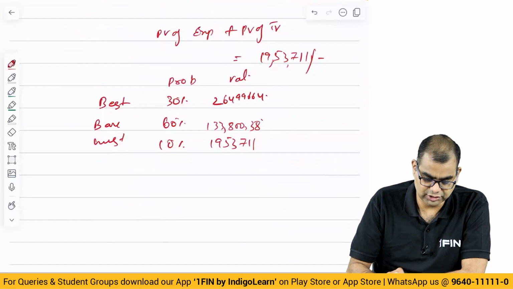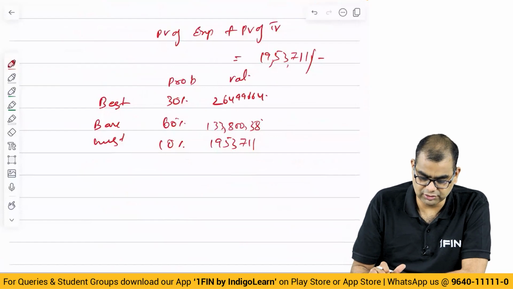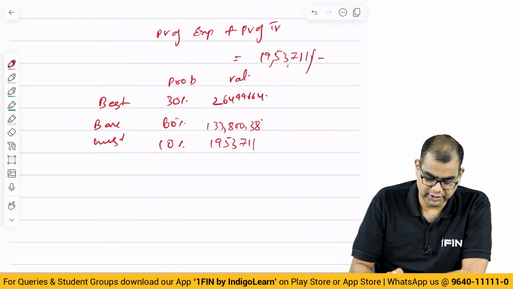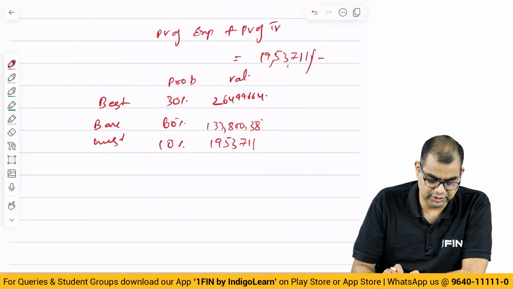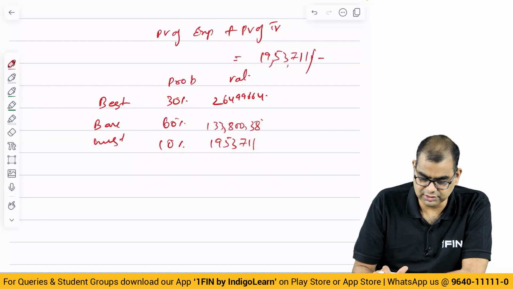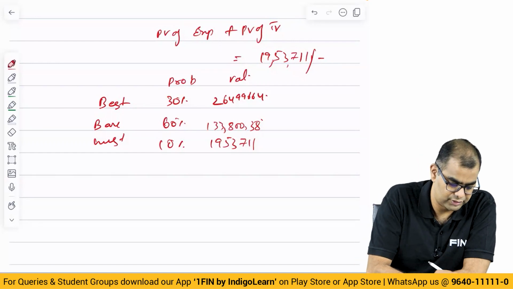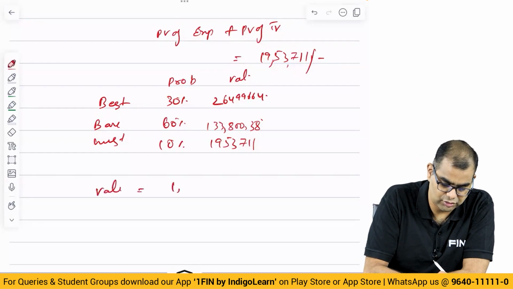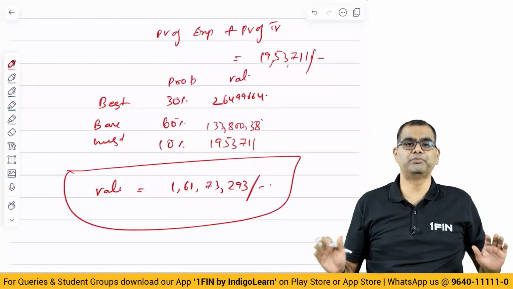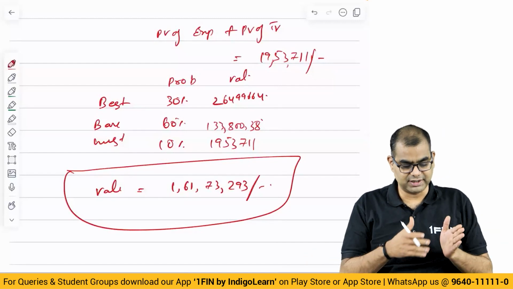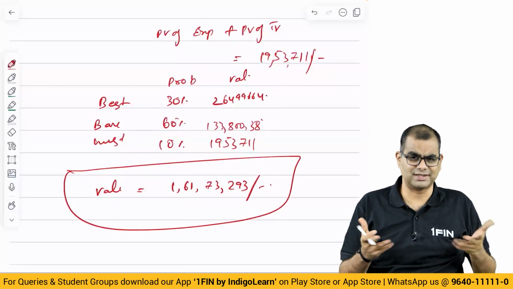Okay, so 0.3 into 2,64,99,664 is equal to M plus 0.6 into 1,33,80,038 is equal to M plus 0.1 into 19,53,711 is equal to M plus. Memory recall, 1,61,73,293. So this is the value. What is First Chicago? Nothing but simple expected value, that is basically probabilities multiplied by the valuation. That's all. There's nothing else in First Chicago.